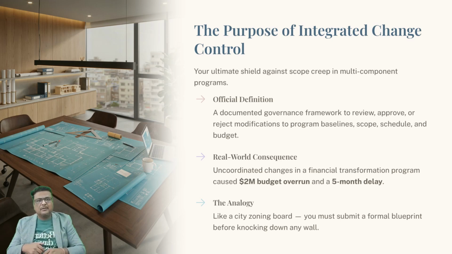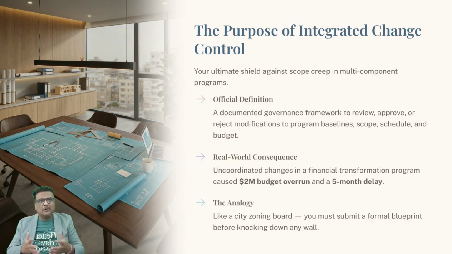Hello everyone. Let me show you right off the bat why mastering the integrated program change control system is your ultimate shield against the dreaded scope creep that kills multi-component programs. When you look at the official study guide, the integrated program change control system is formally defined as the documented governance framework, processes, tools, and authority levels used to review, evaluate, approve, or reject modifications to program baselines, scope, schedule, budget, and component interdependencies. Now, in very simple words, an integrated change control system is just like the strict architectural zoning board and building permit office of a major city.